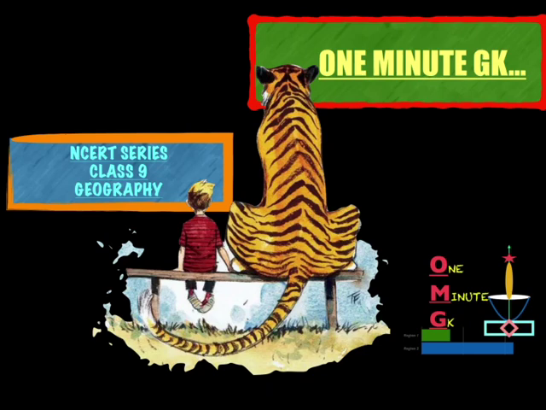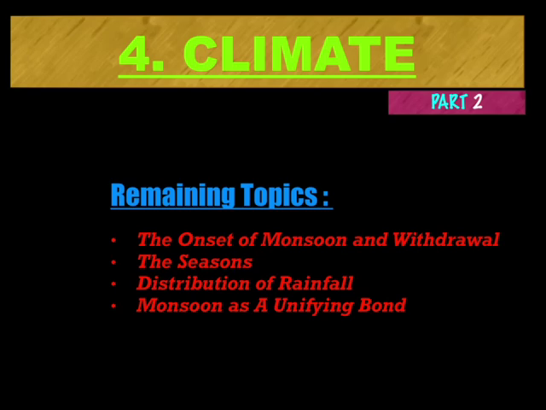In this video, I bring to you part 2 of the 4th chapter of 9th NCERT Geography, that is Climate. So let's start the video. The remaining topics to be discussed are the onset of monsoon and its withdrawal, the seasons in India, the distribution of rainfall, and the last, monsoon as a unifying bond.